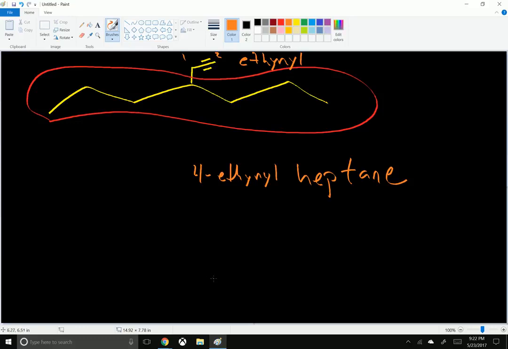All right. And that, I think, covers all of the possibilities you are likely to encounter for a branched alkene or alkyne without any sort of substituents.